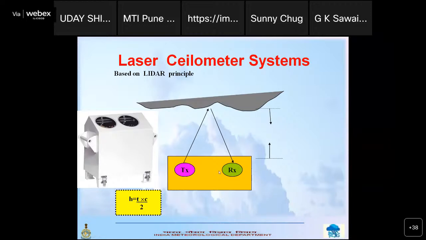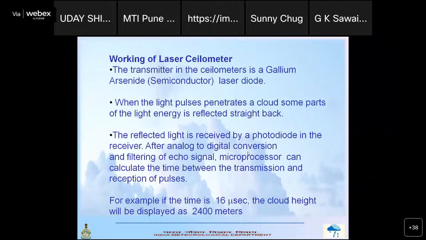This time involves two paths. One path is the transmission, and the other is the downward return path. So if you get the time, you will get h, the height of the base of the lower cloud. This is the simple working of the ceilometer.